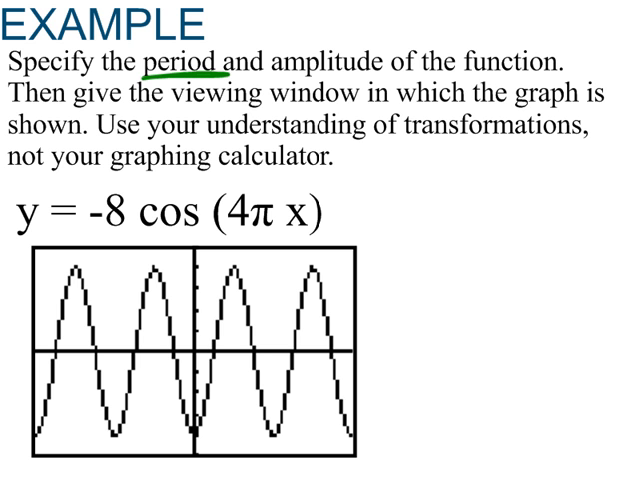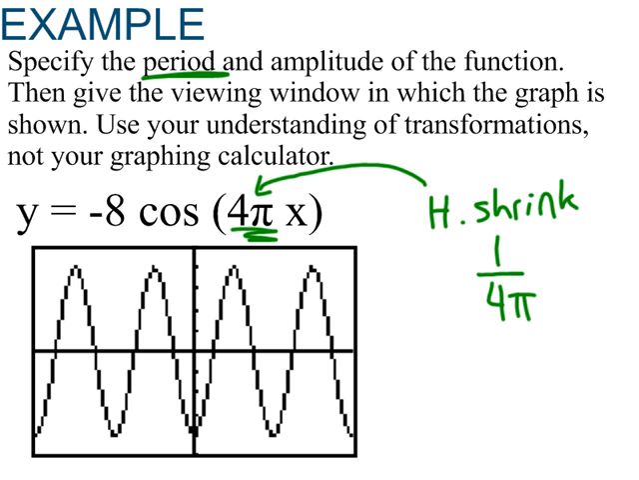As far as the period goes, we know that this term in here is what horizontally stretches or shrinks a function, and that's the transformation that affects the period. Again, other transformations affect the amplitude or the phase shift, but that 4 pi is not the period itself, but it affects the period. So let's think in terms of our transformations from way back. Is that a horizontal stretch or shrink? Well, it's counterintuitive, right? It looks like a stretch, 4 pi, seems like it's making a number bigger, but it's a horizontal shrink of 1 over 4 pi.